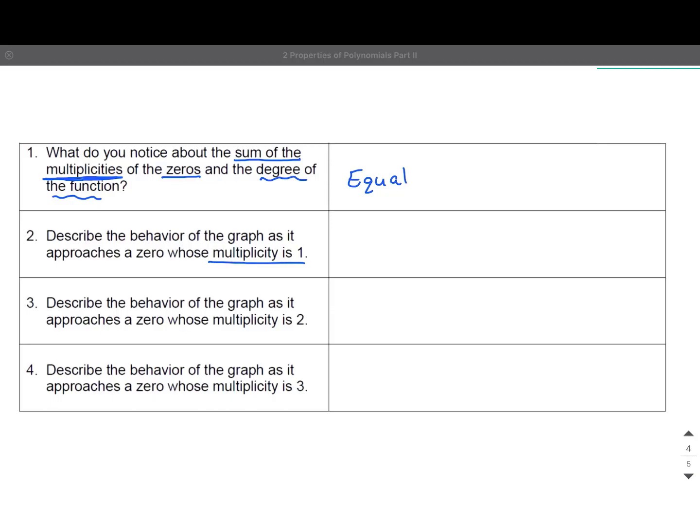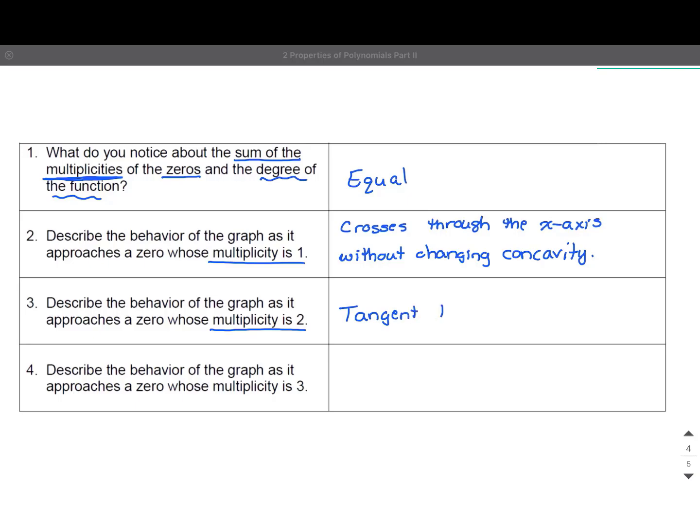If the multiplicity is 1, the graph crosses through the x-axis without changing concavity. And remember, the concavity is the curvature of the graph. It's the way that the graph is curved. Okay? Now let's describe the behavior of the graph as it approaches a 0 whose multiplicity is 2. If the multiplicity is 2, the graph is tangent to the x-axis.